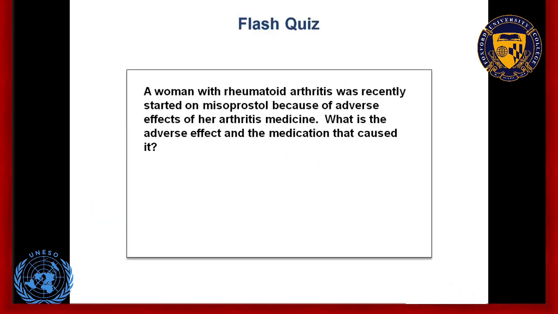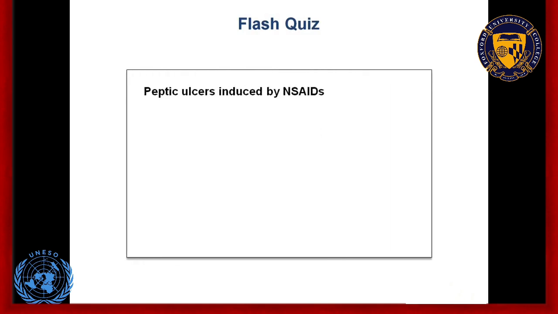A woman with rheumatoid arthritis was recently started on misoprostol because of adverse effects of her arthritis medicine. What is the adverse effect and the medication that caused it? The most likely adverse effect is peptic ulcers induced by NSAIDs. Remember, as we just talked about, NSAIDs block the production of prostaglandins through inhibition of COX-1 and COX-2 enzymes. While this is good for rheumatoid arthritis, this hurts the stomach lining since prostaglandins normally act on parietal cells to inhibit stomach acid secretion.